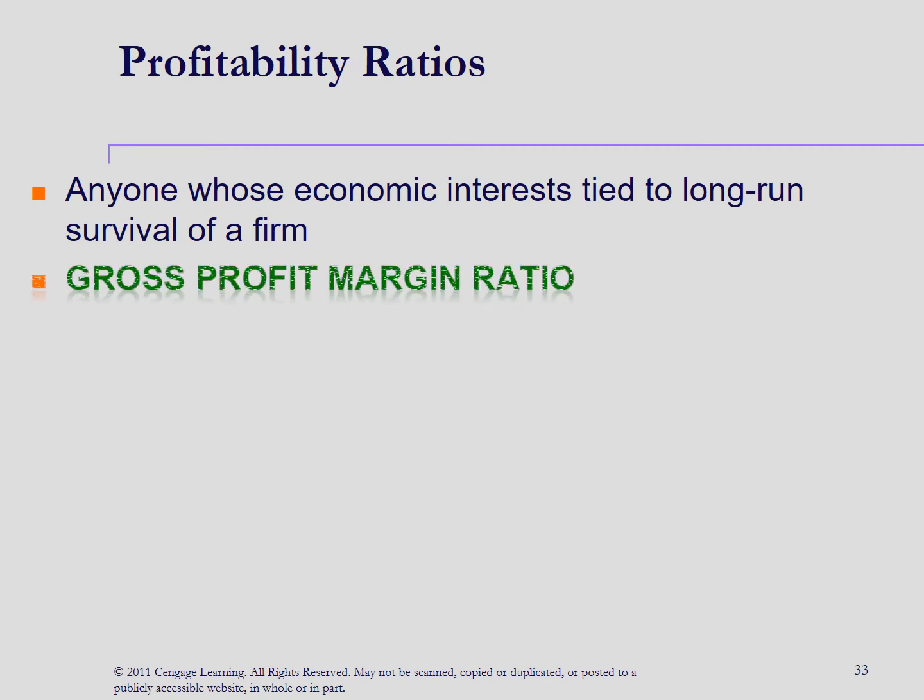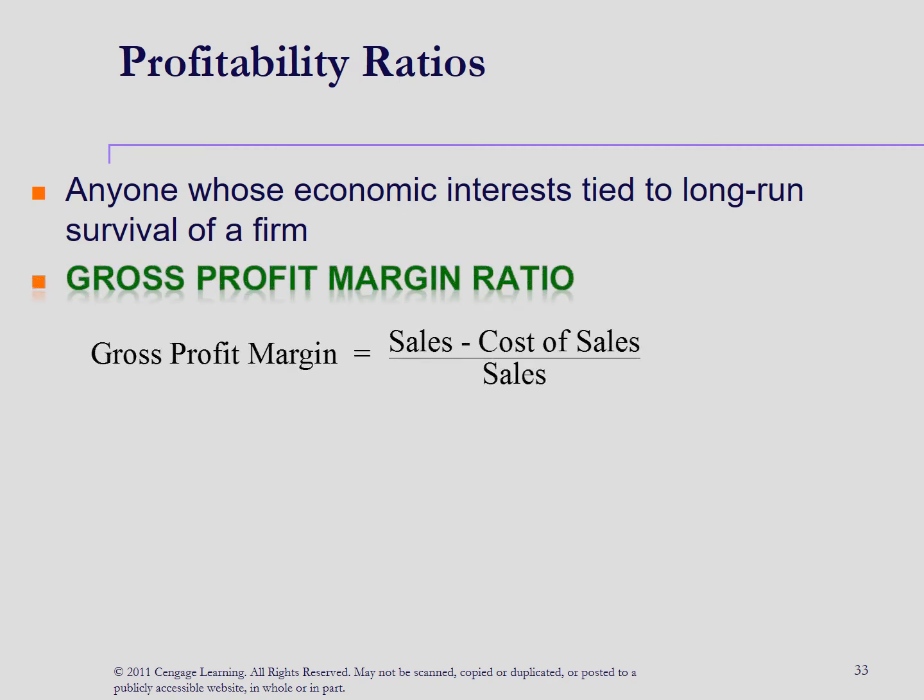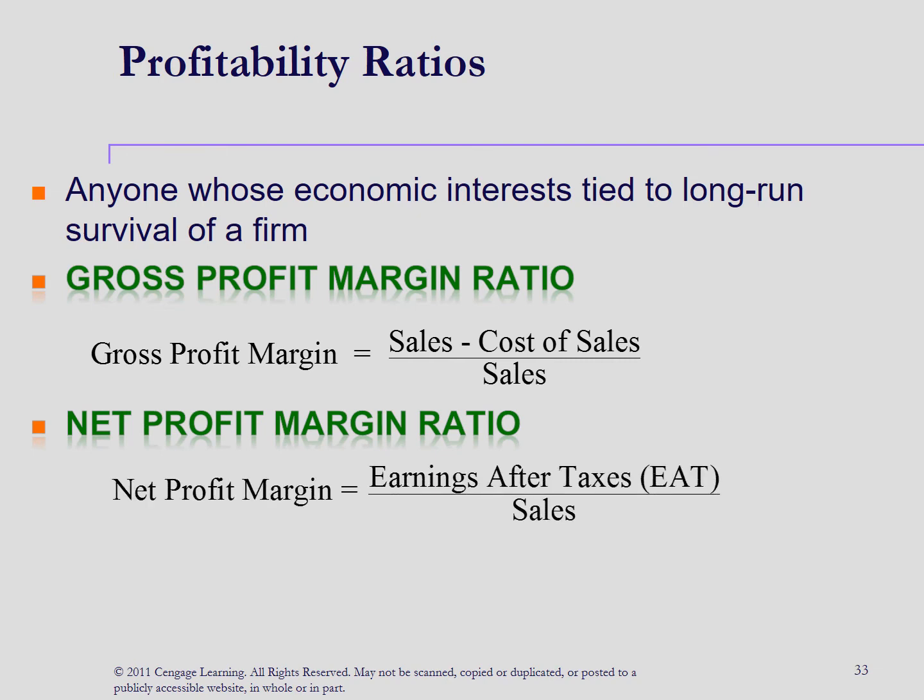Gross profit margin. Gross profit margin is defined as sales less cost of sales divided by sales. Net profit margin. Net profit margin is defined as earnings after taxes divided by sales.